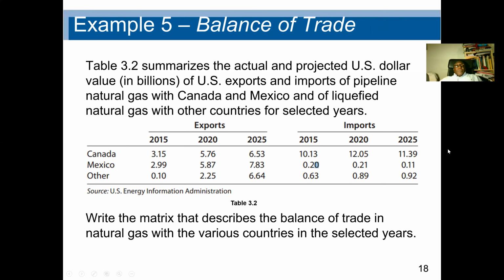This is another example. We have Table 3.2, which summarizes the actual and also projected US dollar values, in billions, of US export and import of pipeline natural gas with Canada and Mexico, and of liquefied natural gas with other countries. So here they selected three countries for us: Canada, Mexico, and other. And we want to know the total exports, and we can see the values, and then the total imports of all those resources to different countries.